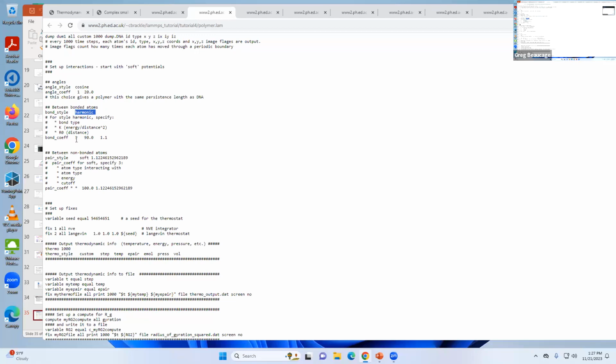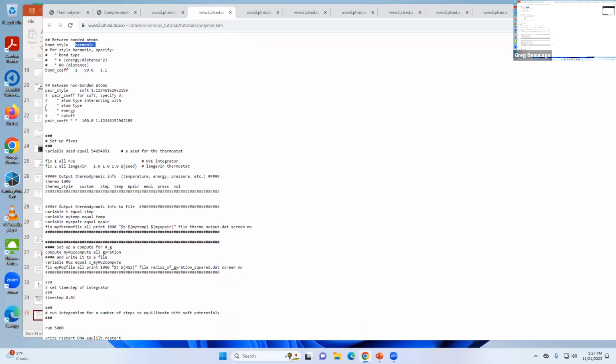Specify bond type, type 1, spring constant 90. The bond distance is 1.1 Lennard-Jones sigmas. All the distances are in units of sigma because he said that's what they were, so that's okay. And then between unbonded atoms, this is going to be like a Lennard-Jones potential, right? Like pair style.